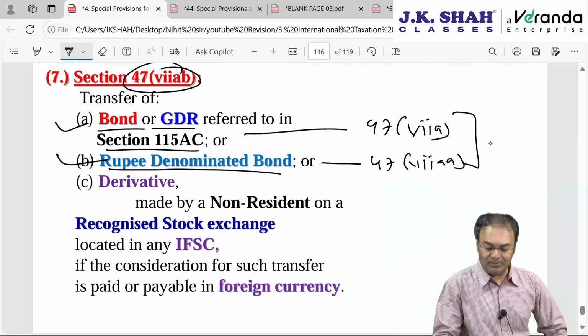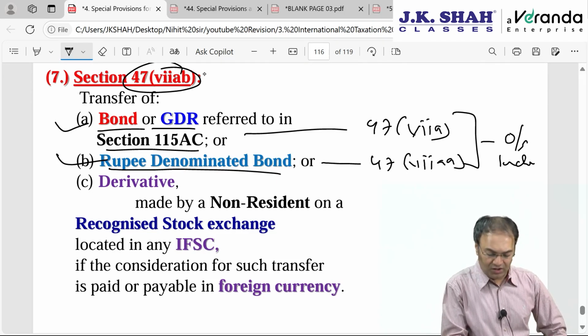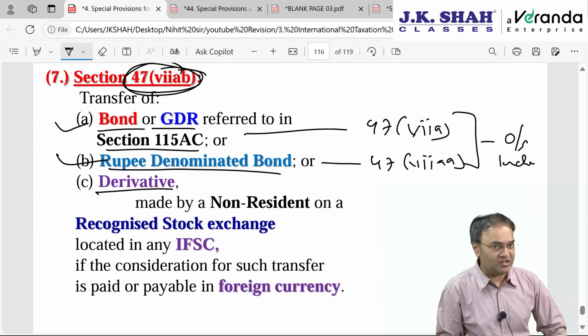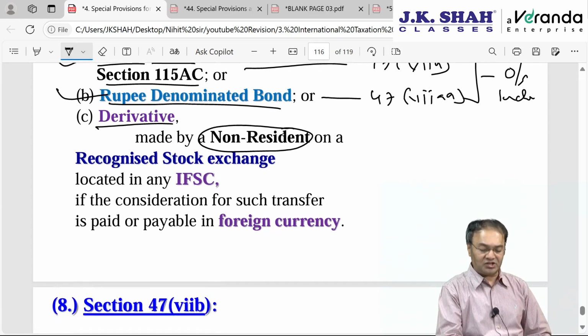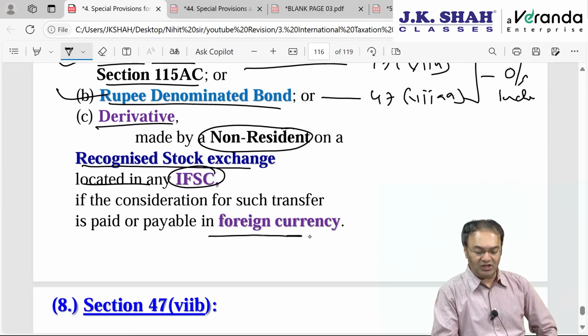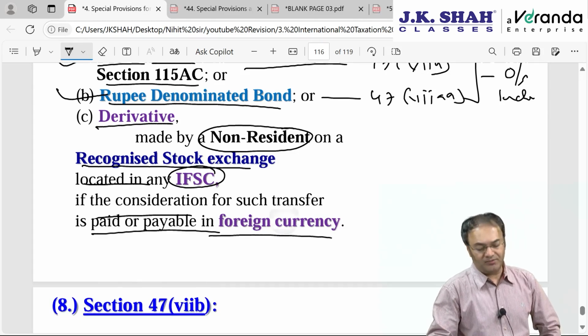But here what is happening? Now here in 47 7AB, another asset is derivative. That's one extra point which was not there in the previous two points. It is transferred by a non-resident on a recognized stock exchange located in any IFSC, and the sale consideration is entirely in foreign currency, right?